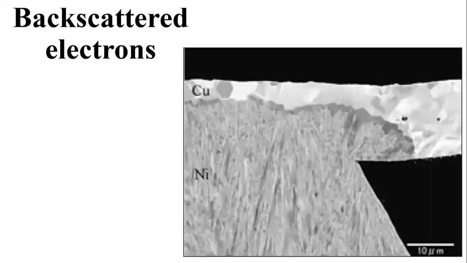Meanwhile, the backscatter electrons are sensitive to the composition of the specimen, such as this image, which contains two different types of crystals, copper and nickel, as you can see. And as you can see also, you can see the different shades of gray. The nickel is a little bit darker, the copper is a little bit lighter. So that is one way you can see the composition of your specimen with a microscope.